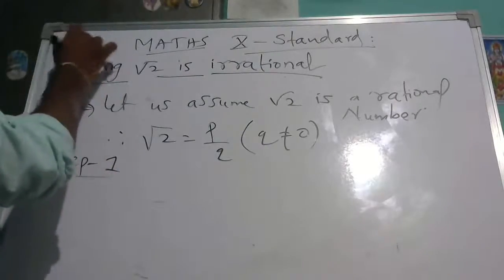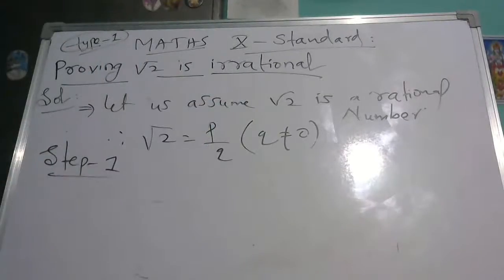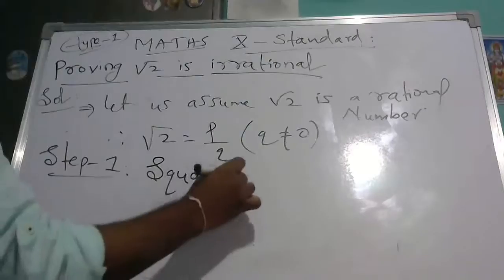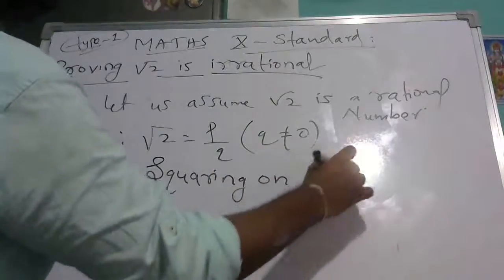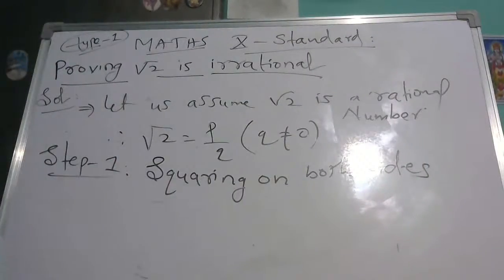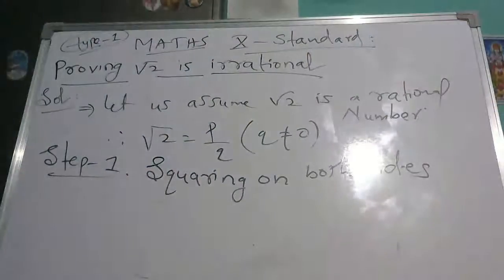Then after, you have to do step 1. This is type 1. For this type, root 2, root 3, root 5, first you have to do step 1. Step 1 is squaring on both sides. Makes sense? Just assume root 2 as a rational number, and any rational number should be in the form of p by q, and in step 1 you have to do squaring on both sides.